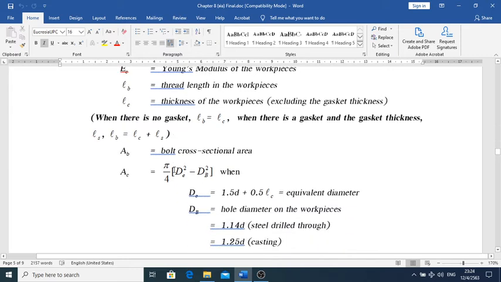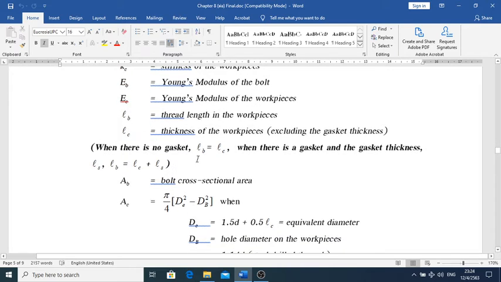And then let's make some notes on it. L sub B is equal to L sub C when there is no gasket. With a gasket of thickness L sub S, L sub B is equal to L sub C plus L sub S.